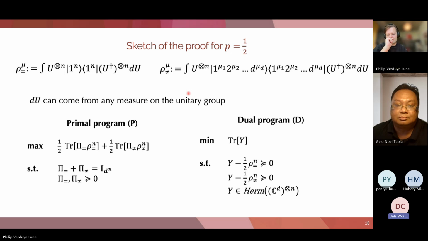Can you elaborate a little bit more on why you need to convert the primal program into the dual program, and what the dual program is? Because for me, the primal program is very close to an SDP, right? Yeah, this is an SDP. So you have this primal and this dual. The primal problem is here on the left, in SDP form. And on the right, this is the dual problem.